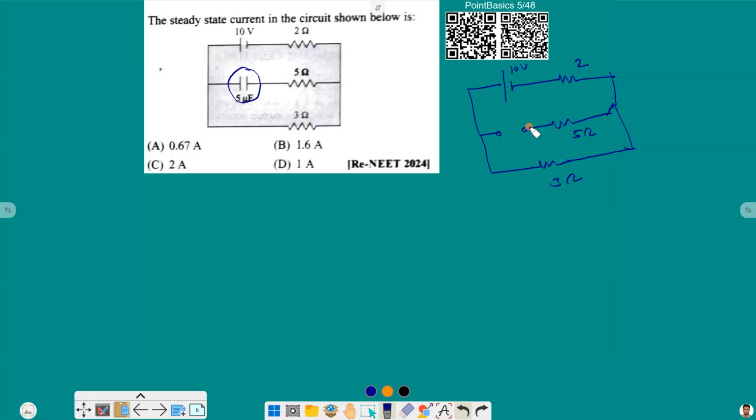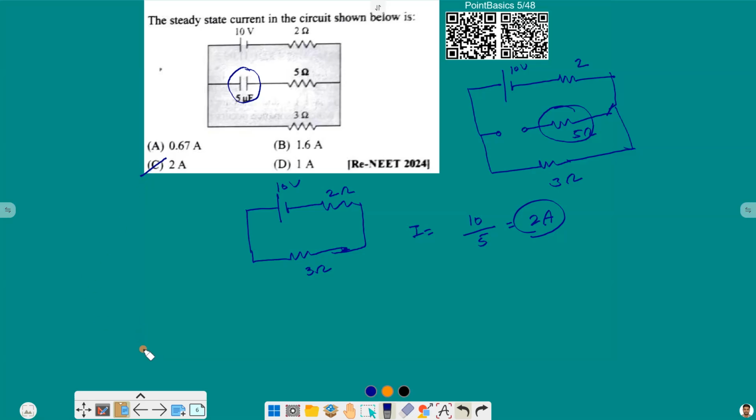As one of the terminals of this 5 ohm resistance is not connected, it is also not taking an active part in the circuit. So we can exclude this 5 ohm resistance, and our final circuit will be something like this. We have a 2 ohm here, a 3 ohm here, and a 10-volt battery here. So current will be total potential divided by total resistance, 3 plus 2 is 5, that is 2 ampere. This is the amount of current in the circuit. So option C will be the right answer.